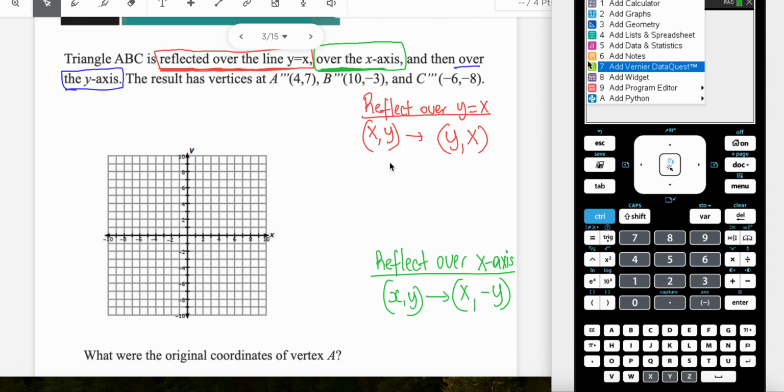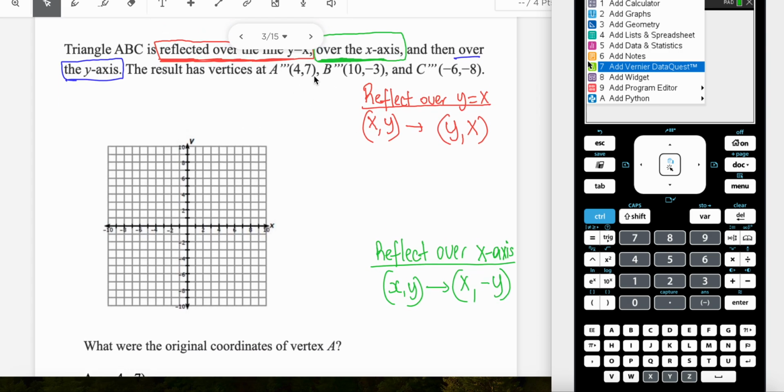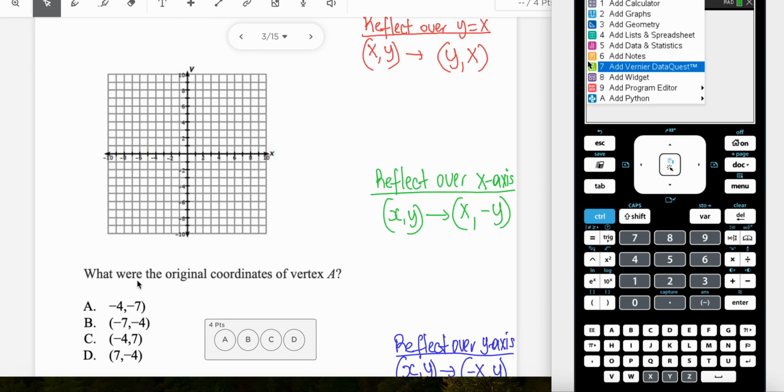So now let's go back to the question. All of these, A prime prime prime, these are the result. As it says, that's the result, meaning those are the answers after those transformations have taken place. So the question is asking us, what is the original? Original here means the before, or the pre-image. And they're only asking for vertex A. So let's highlight that. They only want vertex A.